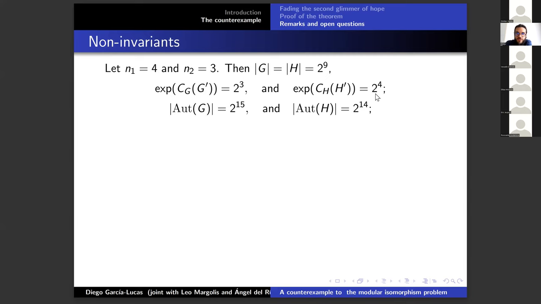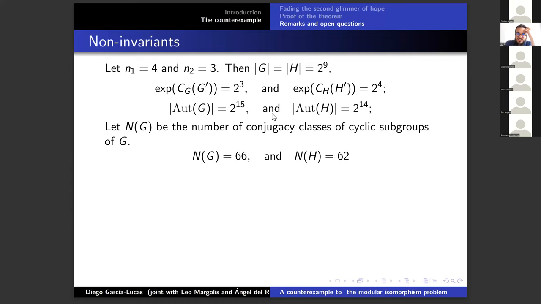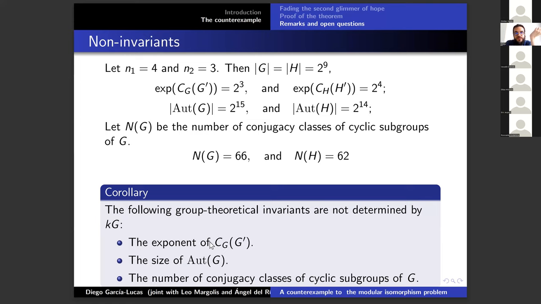On the other hand, one can check using GAP, for example, or another computational algebra system, that the order of the automorphism group of G is 2 to the 15, but the order of the automorphism group of H is 2 to the 14. So this number is also different. And finally, if we denote by NG the number of conjugacy classes of cyclic subgroups of G, then these numbers are also different for G and H. In particular, it follows that these three numbers are group theoretical invariants, but they are not determined by the group algebra.